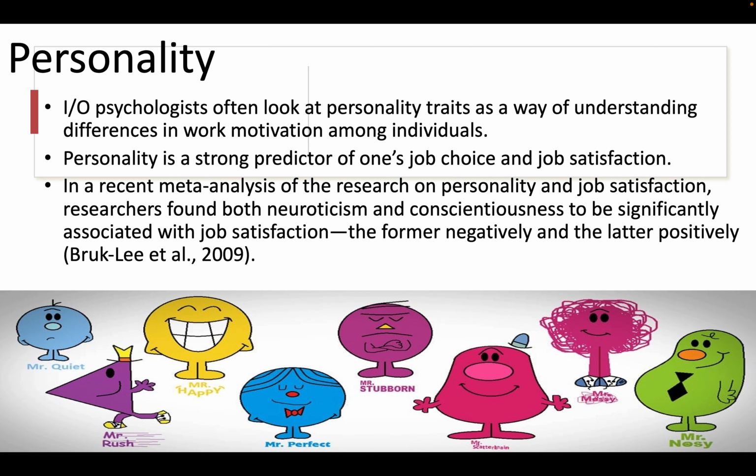IO psychologists often look at personality traits as a way of understanding differences in work motivation among individuals. Personality is a strong predictor of one's job choice and job satisfaction. In a recent meta-analysis of the research on personality and job satisfaction, researchers found both neuroticism and conscientiousness to be significantly associated with job satisfaction, the former negatively and the latter positively.